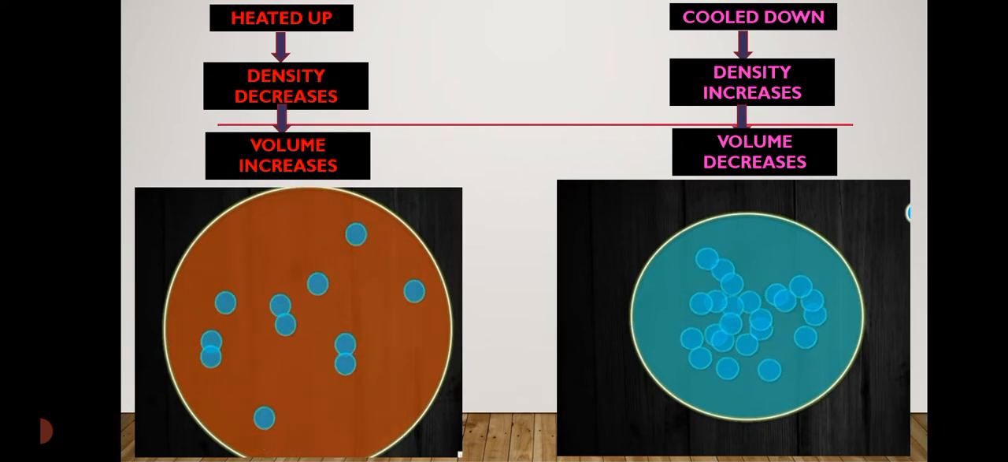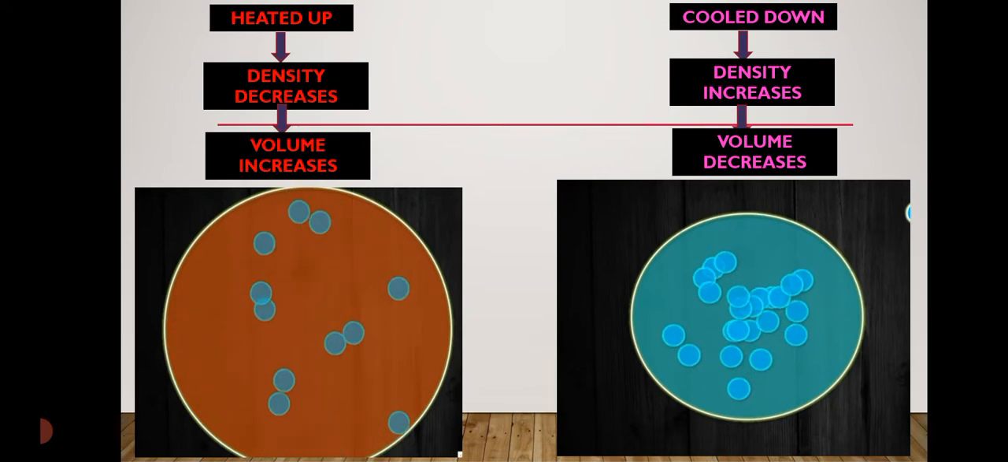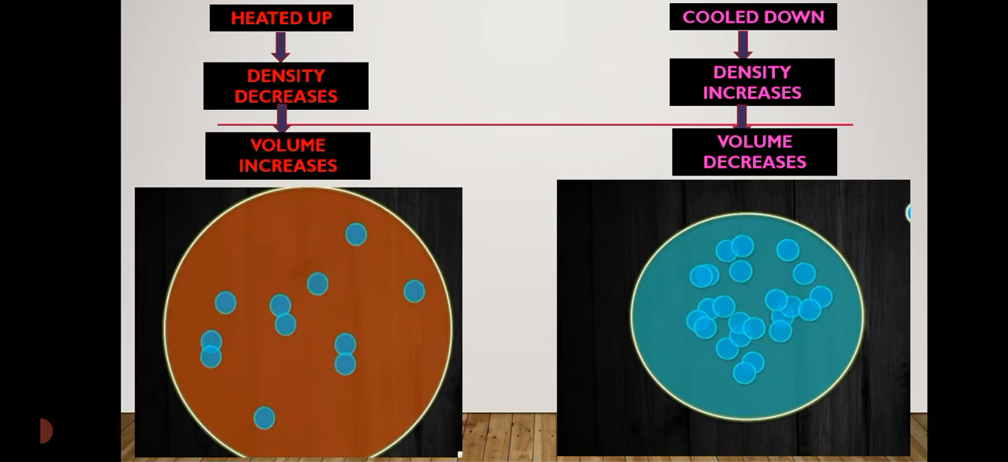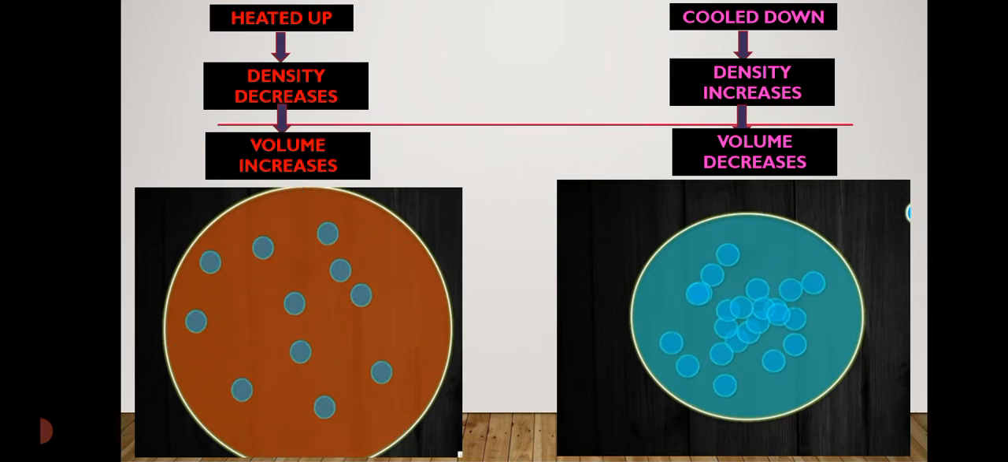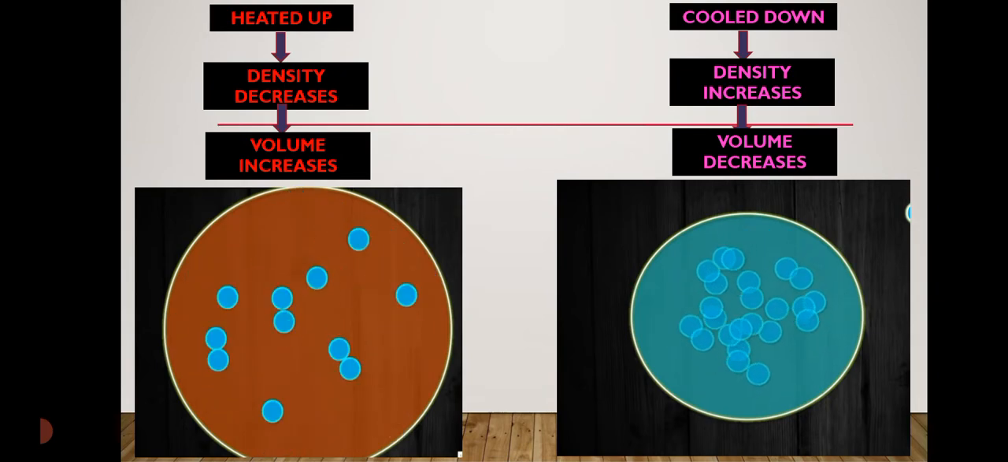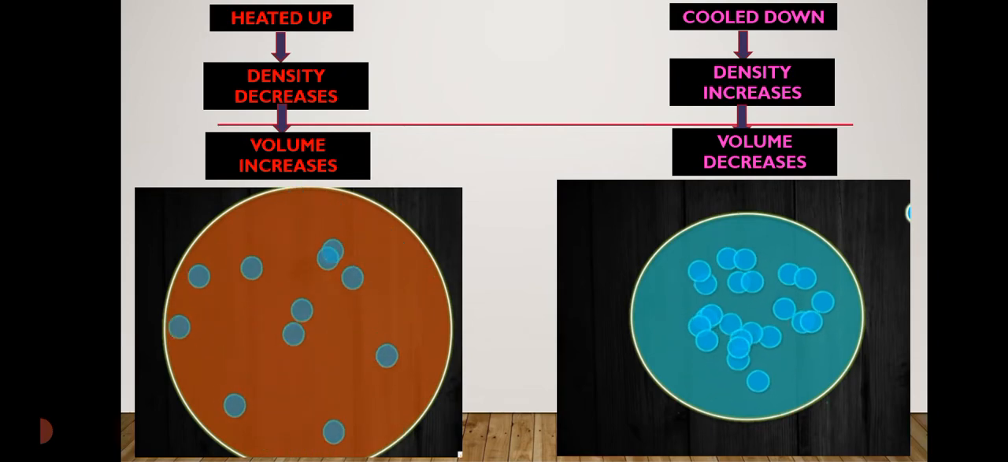And as the volume and density are inversely proportional, volume decreases, so density increases. On the screen you can clearly see the difference when we heat up the liquid and when we cool down the liquid. When we heat up, the volume increases. When we cool down, the volume decreases. And as the volume increases, density decreases. And as the volume decreases, density increases.